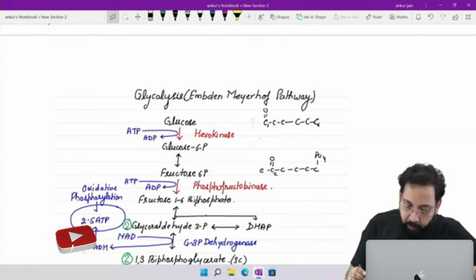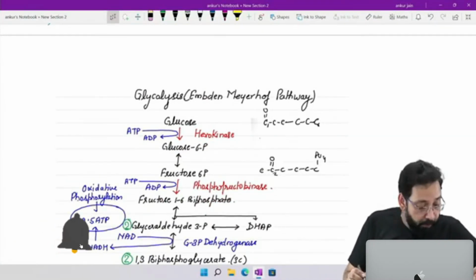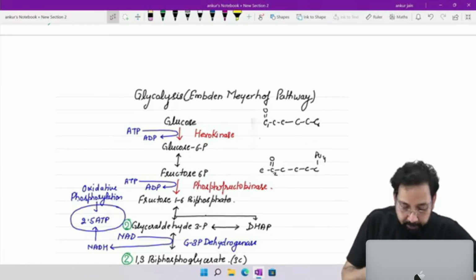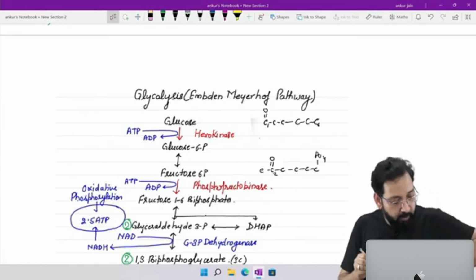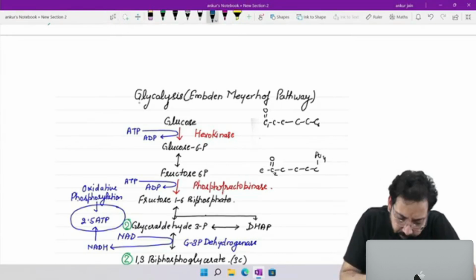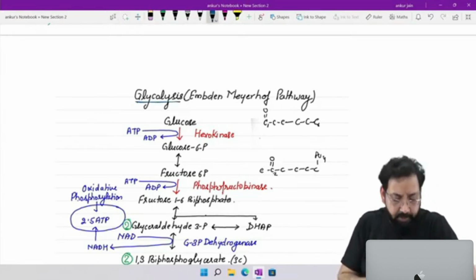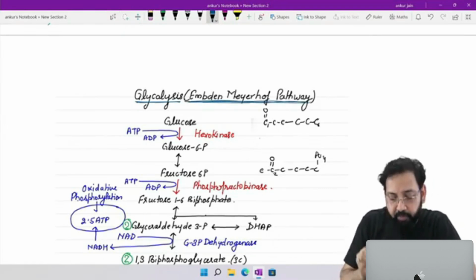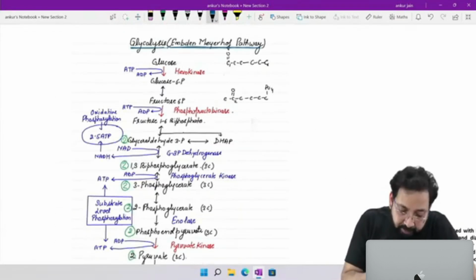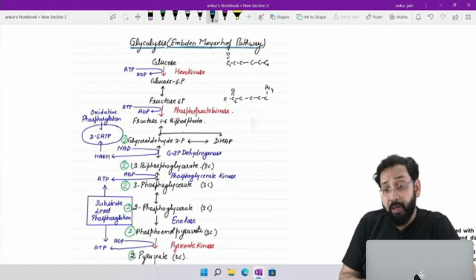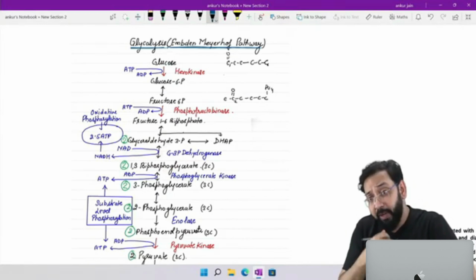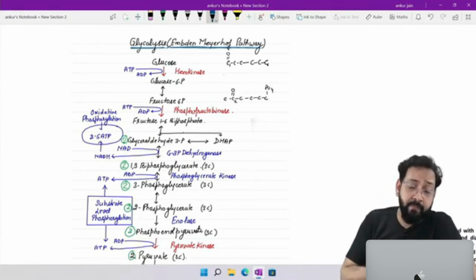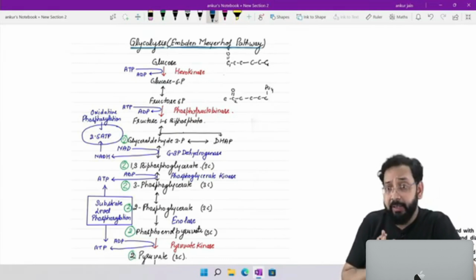Glycolysis. Okay, this is a very important topic. What is glycolysis? We all know glycolysis is also called the Embden-Meyerhof pathway. Glycolysis is given in your handouts. I again say, if you don't remember each and every step very sequentially, it's okay. But I will say that each and every step of glycolysis is important.